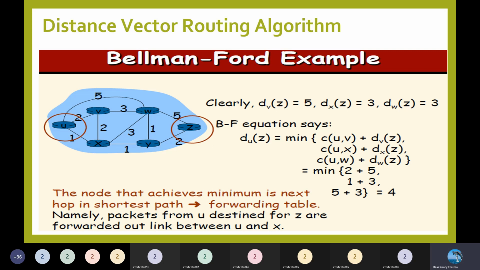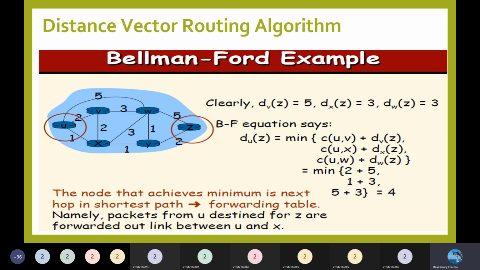So we have totally 3 paths. The first path is from U to V, V to X, X to Y, and Y to Z. The cost is 7. Whereas we have another path from U to X, X to Y, and Y to Z. The cost is only 4. And we have another path, that is U to W and W to Y and Y to Z, and the cost is again 8.